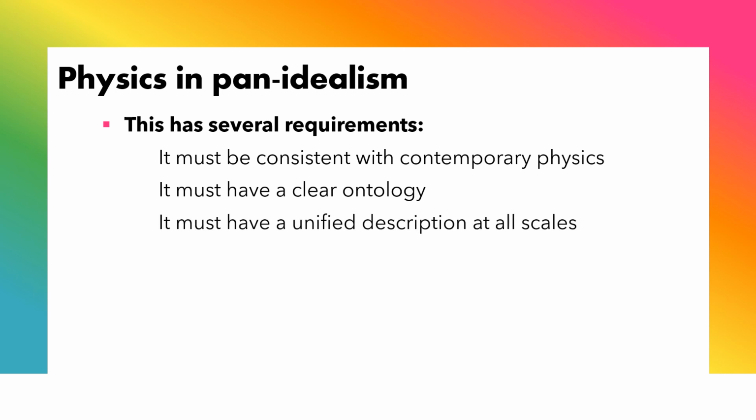It must have a unified description at all scales. Now, it's not immediately clear that our universe actually has this property. But clearly, if pan-idealism so far described is to have any chance of success, then this is an essential requirement. It must explain goings-on in the universe. Not every interpretation of quantum mechanics does this very clearly. I'm thinking of many worlds.